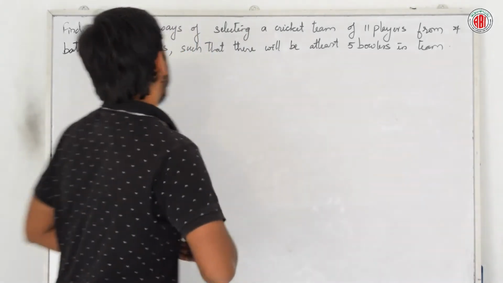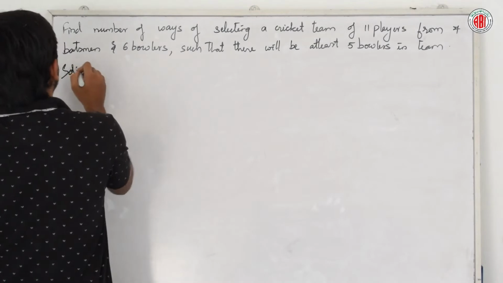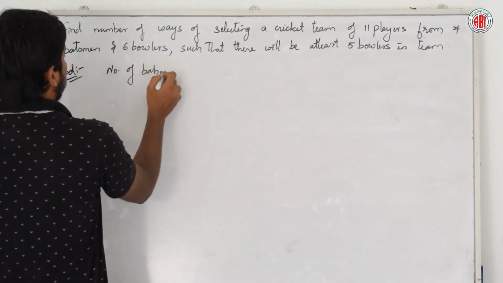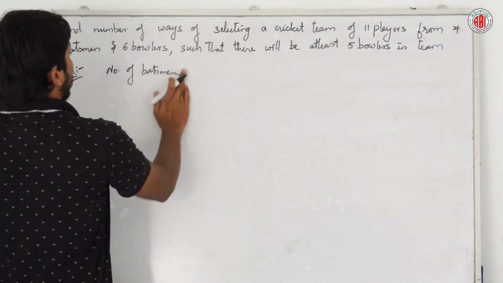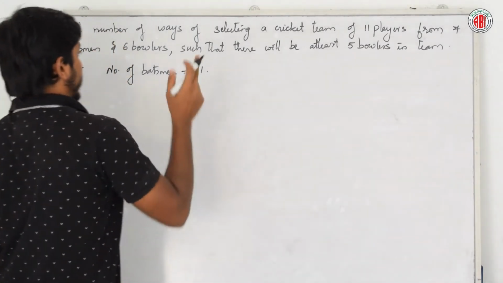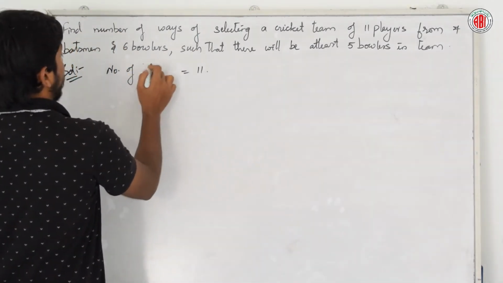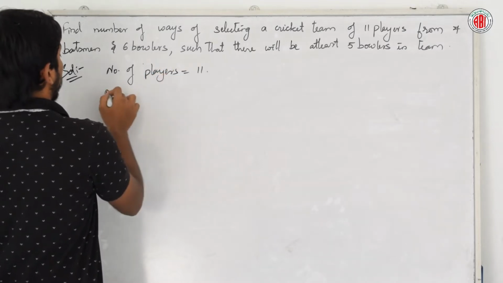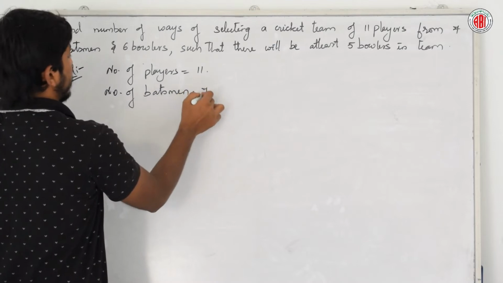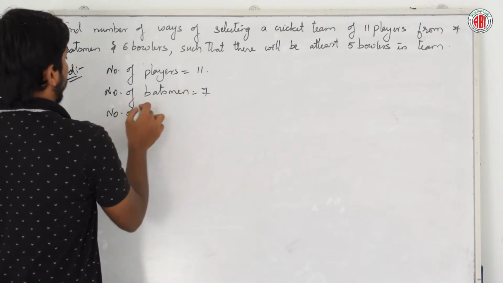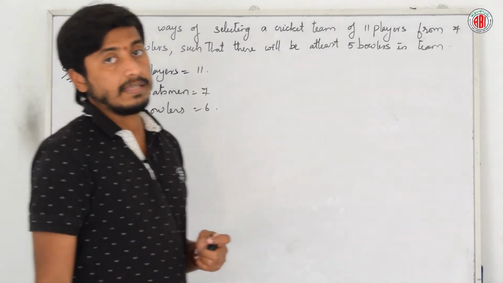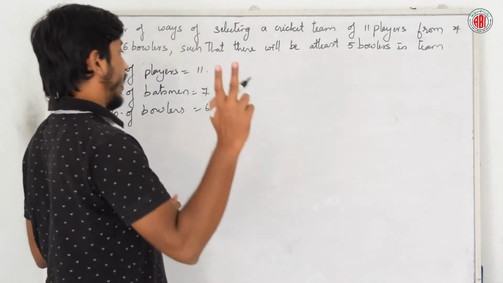Okay, now see here, he gave the total number of players we need, which is 11. Is it done? Next, total number of players is 11. Total number of batsmen is 7. Number of bowlers is 6. Is it done? Fine. Now we have to take 2 cases.